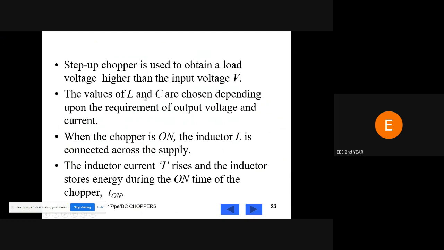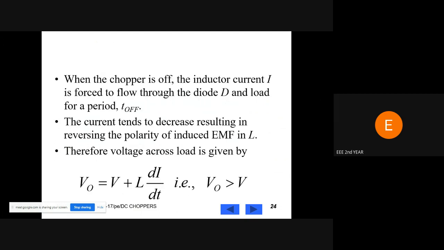The step up chopper is used to maintain a load voltage which is higher than the input voltage. The values of L and C chosen depend upon the requirement of the output voltage and output current. When the chopper is in on condition, the inductor L is charged, being connected across the supply. The inductor current I rises and the inductor stores energy during the on time of the chopper. If the chopper is in off condition, the inductor current I is forced to flow through the diode and load for a period, the time period taken here as T off.